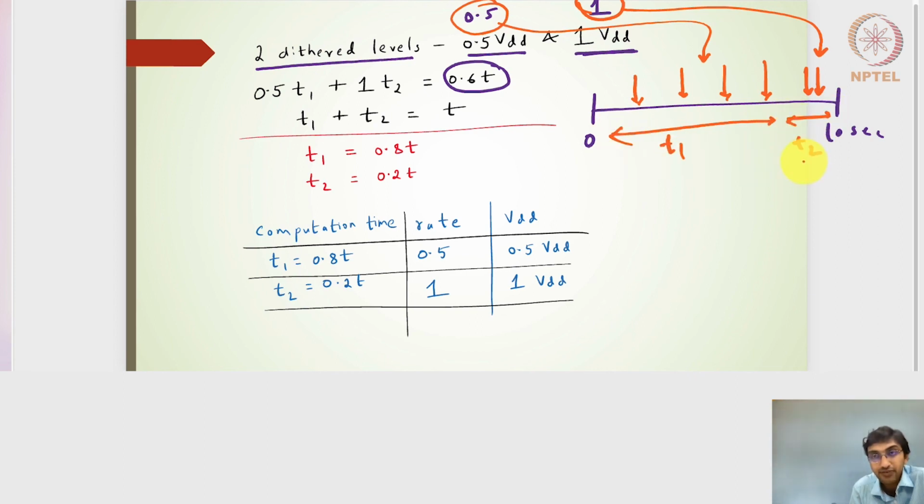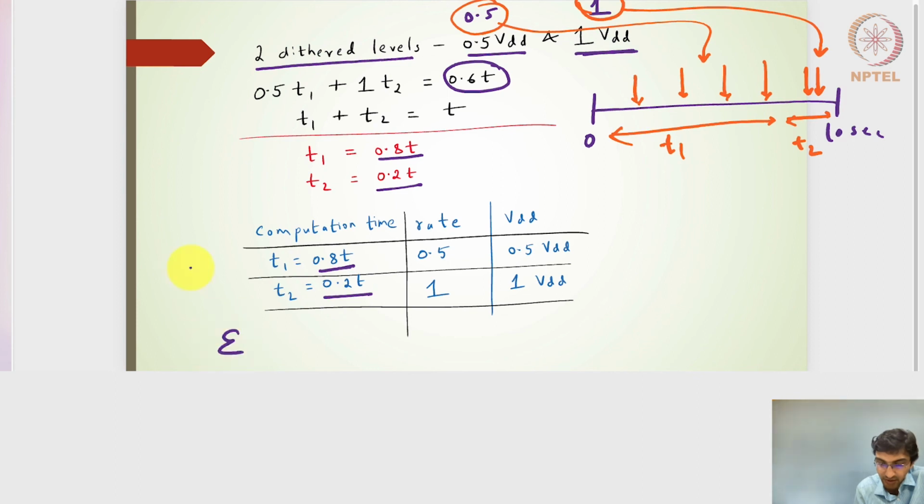So I need to find out T1 and T2. I have two equations: 0.5 T1 plus 1 T2 is equal to 0.6 T, and T1 plus T2 is equal to T. So I should be able to find out what T1 and T2 are. It turns out to be 0.8 and 0.2. So if I put it in a table, a rate of 0.5 uses the 0.5 VDD rail, and a rate of 1 uses the 1 VDD rail. So this time interval is 0.8 T and 0.2 T.